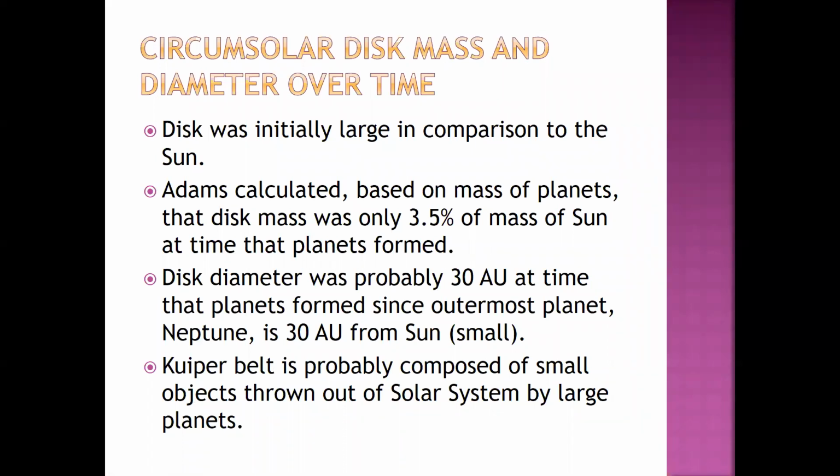So the disk was initially large in comparison to the sun, but Adams calculated based on the mass of the planets that the disk mass was only 3.5% of the mass of the sun at the time that planets formed. And disk diameter was probably 30 astronomical units at the time the planets formed, since the outermost planet, Neptune, is 30 astronomical units from the sun. And the Kuiper belt, which is outside of Neptune, is probably composed of small objects thrown out of the solar system by the large planets.